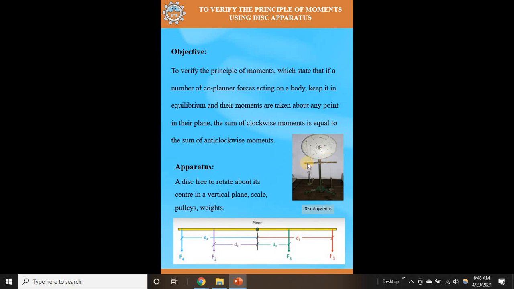We have a scale here. You can see a horizontal scale and various hangers. The hangers on the right side of this center point will be causing clockwise moment, while the hangers to the left side of this fulcrum or pivot point will be causing anti-clockwise moment. So you can understand from this figure that the sum of clockwise moments should be equal to the sum of anti-clockwise moments when this whole system is in equilibrium.